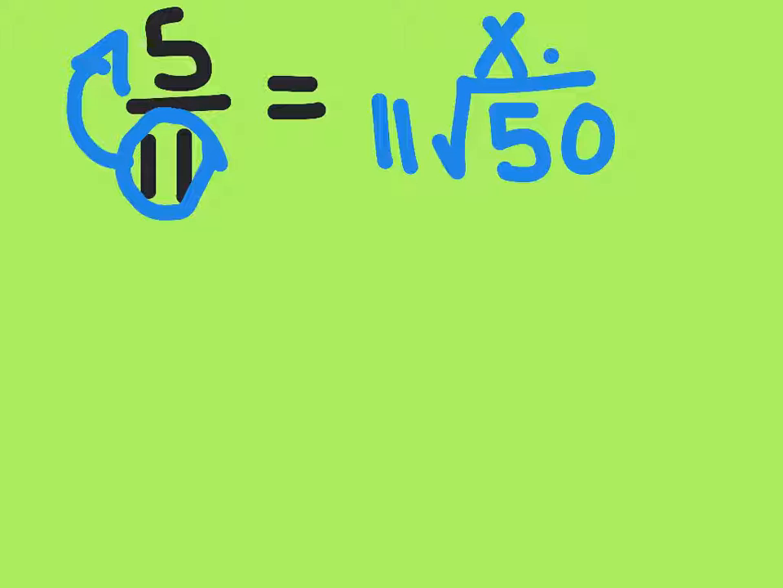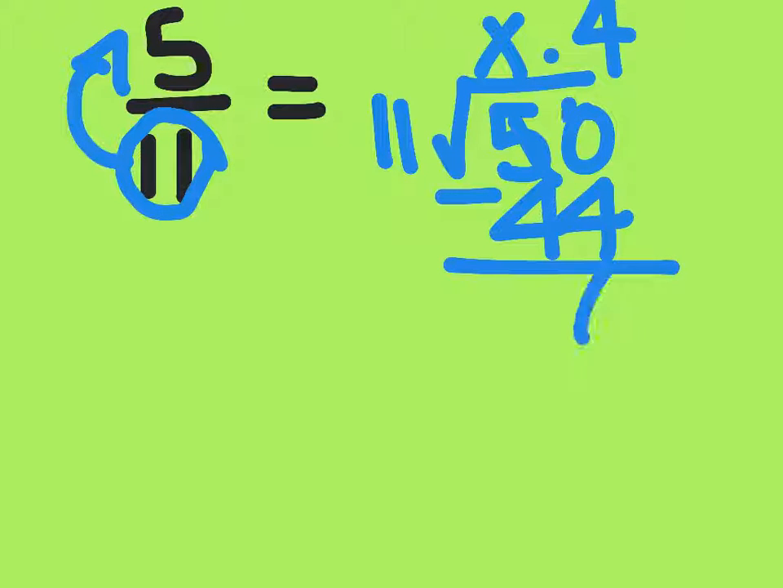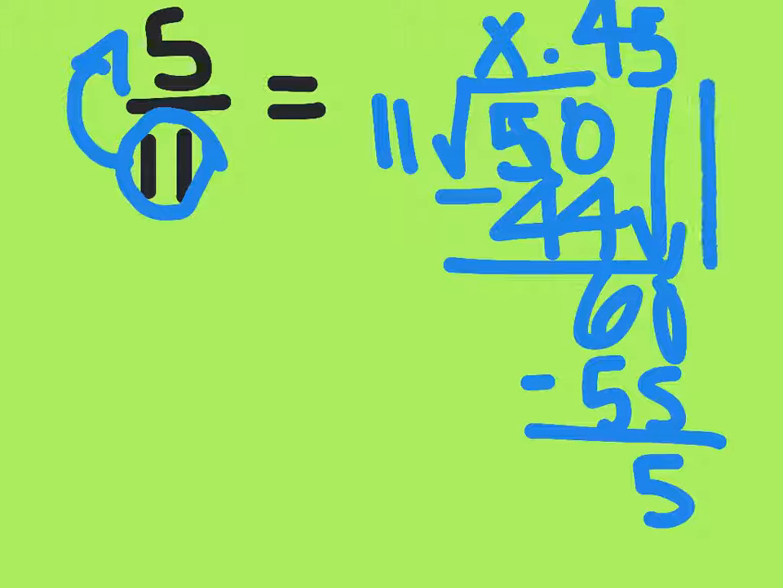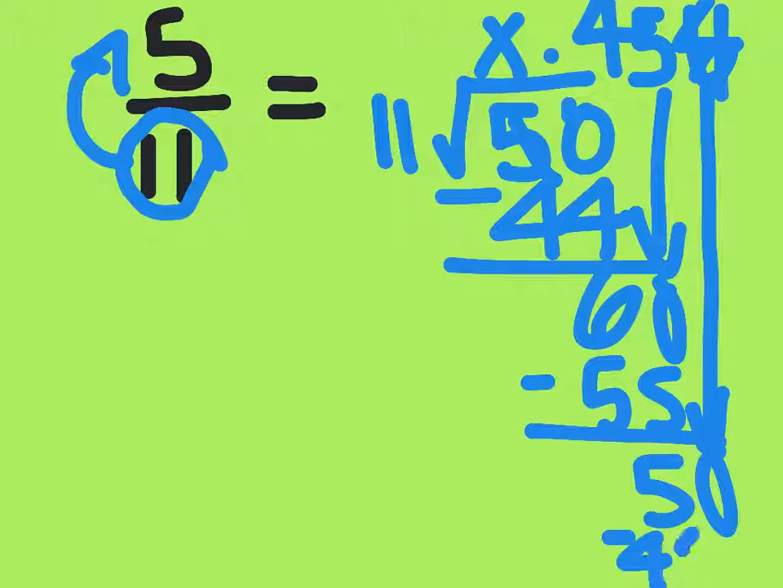And then now it becomes 11 into 50, which is 4 times. And then it'd be 44. 6. Bring down the 0. 5. Bring down 0. 6. 4. And then bring down again. So it looks like this is going to go on and on and on.